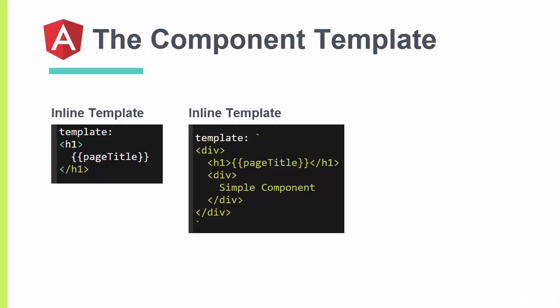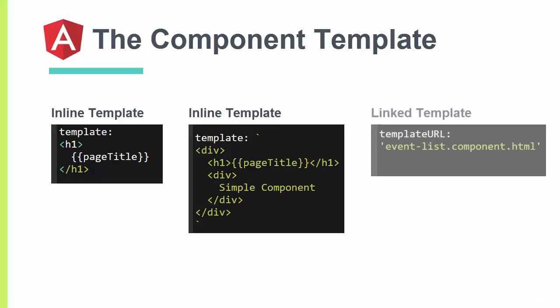In many cases, a better approach is to define a linked template with the HTML in a separate file. The template URL property can then be used in the component metadata to specify the URL of the HTML file, i.e., its location. We can use this technique to build a linked template for an event list view.